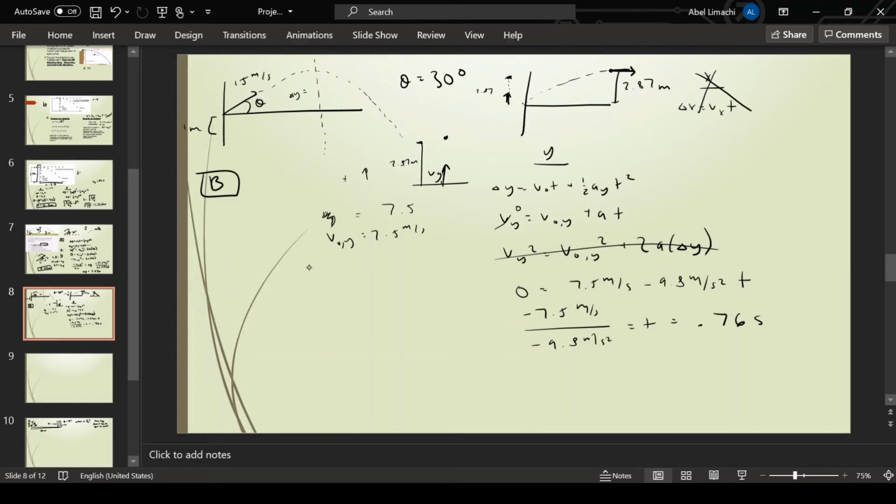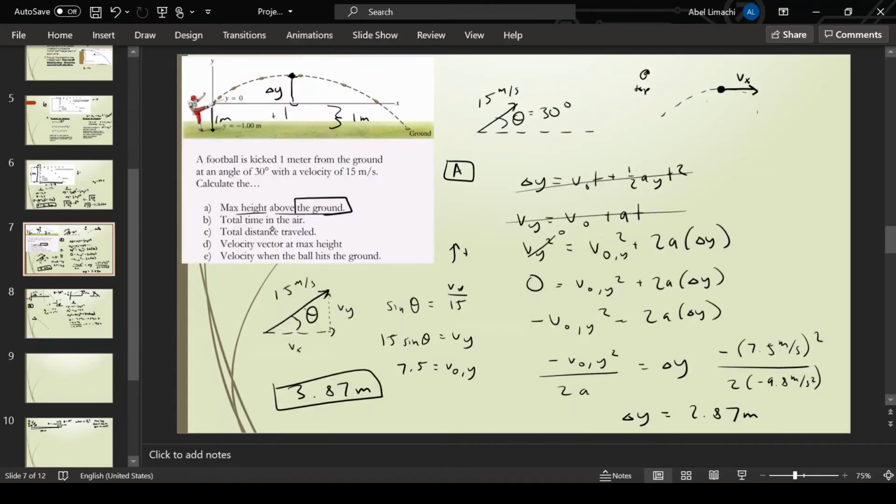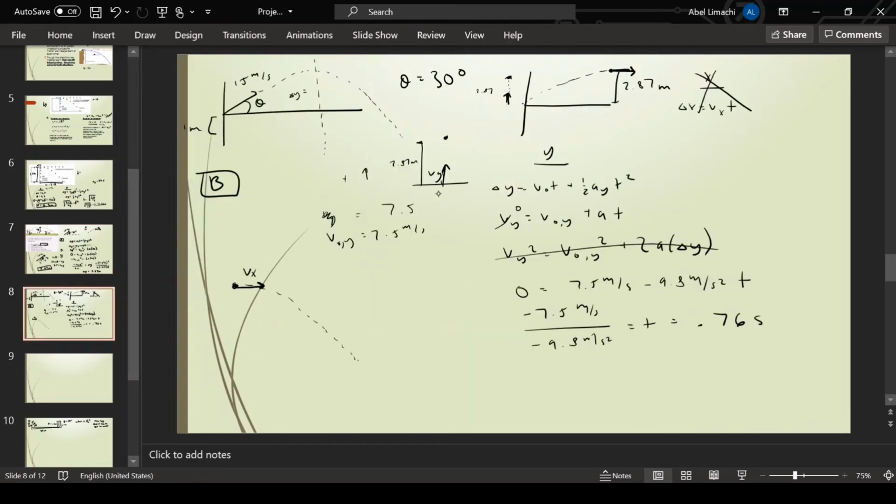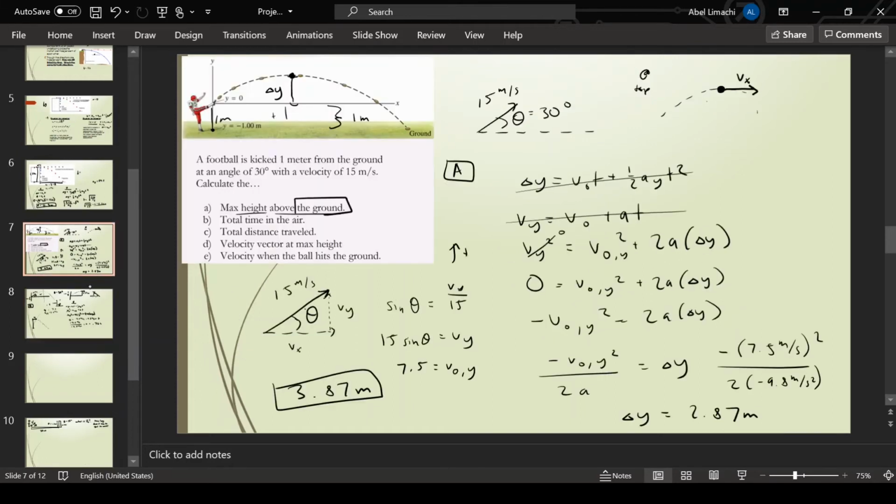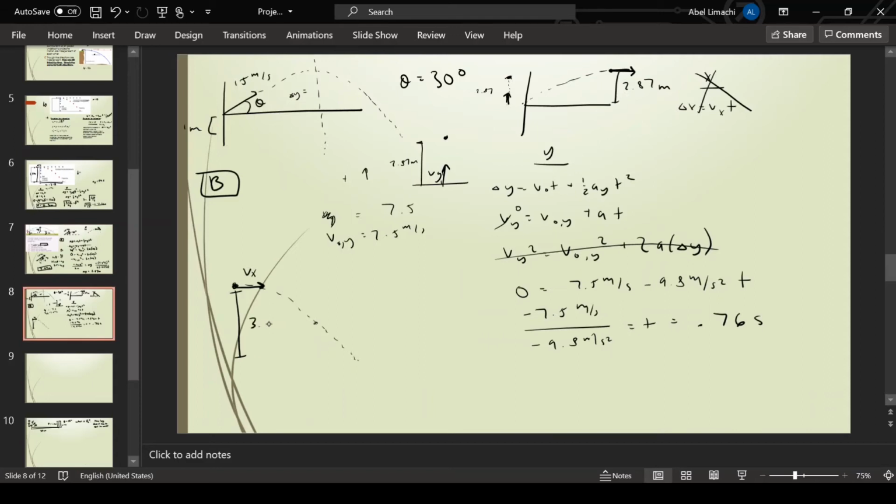Alright, but remember, we split this up into two different problems. So now we got to look for the rest of this. Now we're looking at the second part. We said this is the height at the top. Remember, only Vx. Well, we know that it's asking for the total time in the air. If we were to use this same height, it would stop right here. It's still in the air. So we need to take into effect the total height above the ground. It's going to be now this 2.87 added with 1 extra meter. So now it is 3.87 meters.